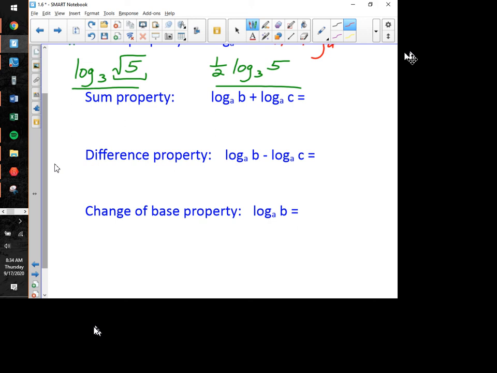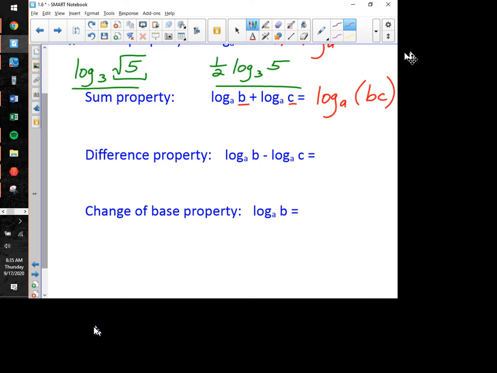If you are trying to add two different logarithms together that have the same base, you can combine those into one single logarithm with the same base, so log base A, by multiplying those two products together. So this is the log base A of the product BC. That's a way you can condense logarithmic expressions as long as they have the same base.